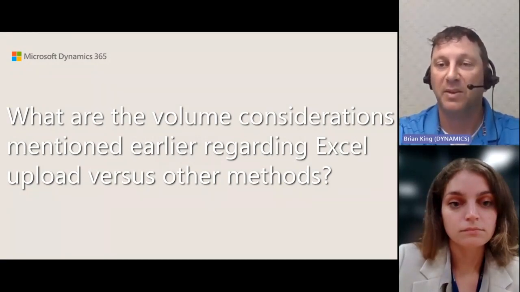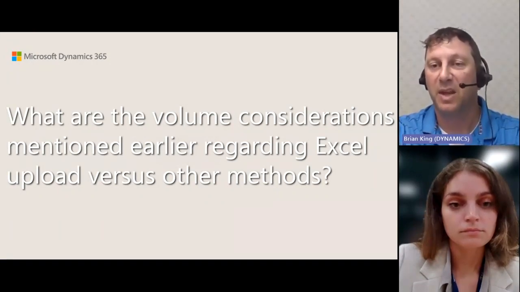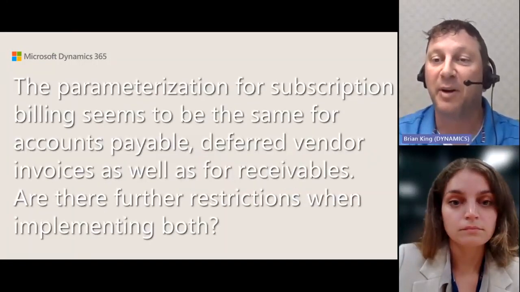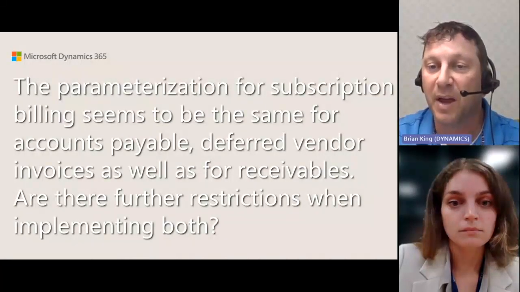So there's information on our websites as far as Excel and TMF that can explain what kind of considerations you might need to make there. Next question, the parameterization for subscription billing seems to be the same for accounts payable, deferred vendor invoices, as well as for receivables. Are there further restrictions when implementing both?